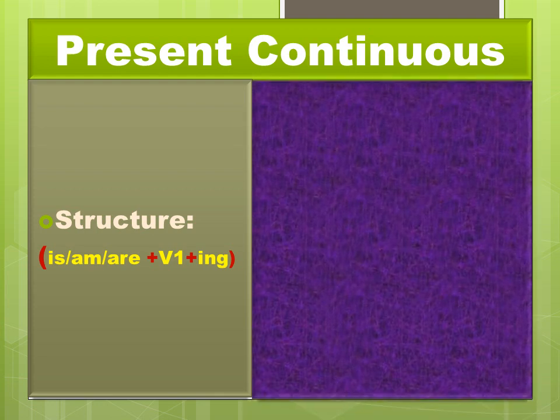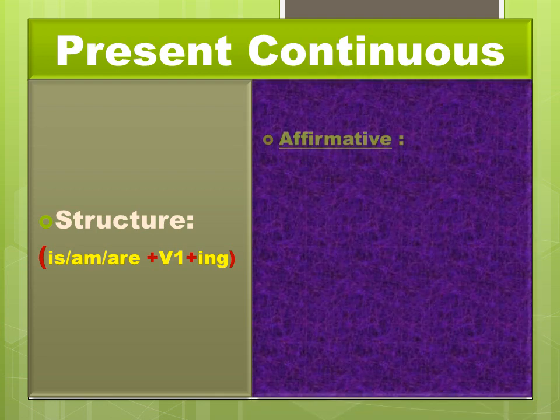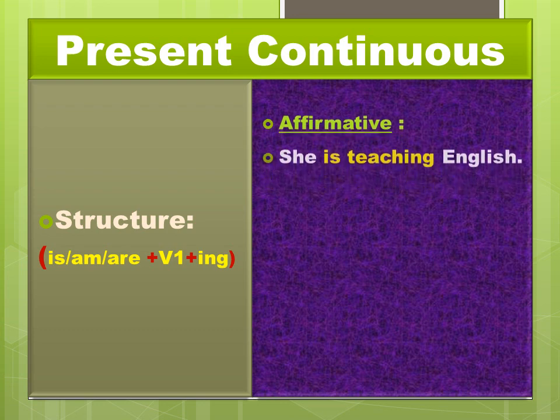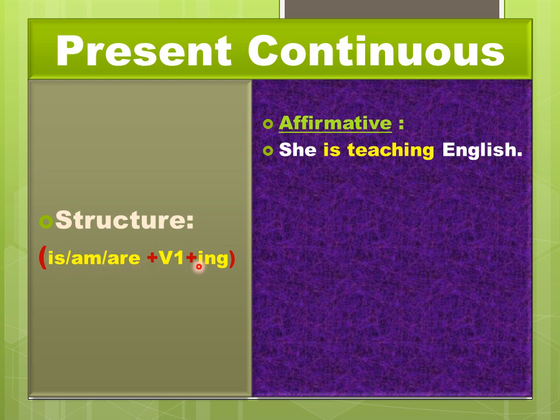Now let's see how we can frame a sentence in affirmative. She is teaching English. Here she is the subject, is is the auxiliary verb. As told in the structure, we are using is here because again we have to see the subject-verb agreement. Then teaching. Here the main verb V1 plus ing, that is present participle, and the object is English. So she is teaching English.